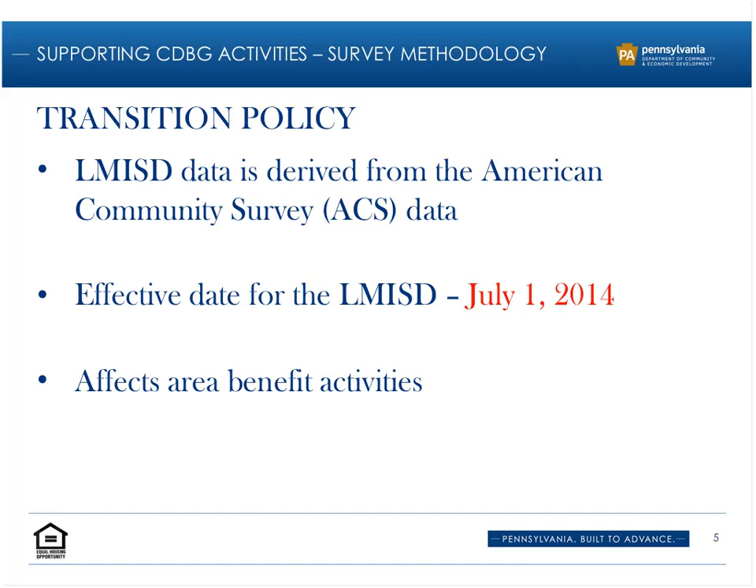The low mod income summary data is derived from the American Community Survey data. We do understand that the sampling that they used is smaller than the previous census data that we used, which we're going to go over. As I said, in the transition policy, the effective date for that data was any projects approved after July 1st, 2014, which made it required for most activities in the 2014 CDBG application. And as I stated earlier, it affects area benefit activities.